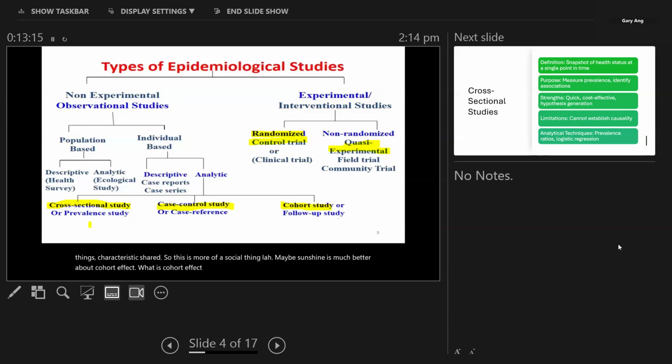So here it says it's a social science term that describes how shared experiences, for example, year of birth, exposure to radiation, can cause variation in the group characteristics over time. So these are some of the things. Okay, but coming back to this, these are the main stuff.